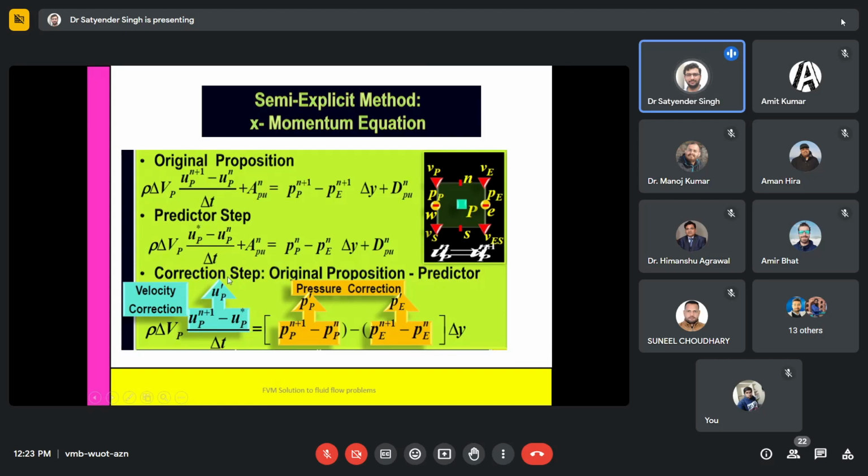So in the correction step, you will be having up star as a numerical value, which is calculated by taking the reference of all variables at their initial level.